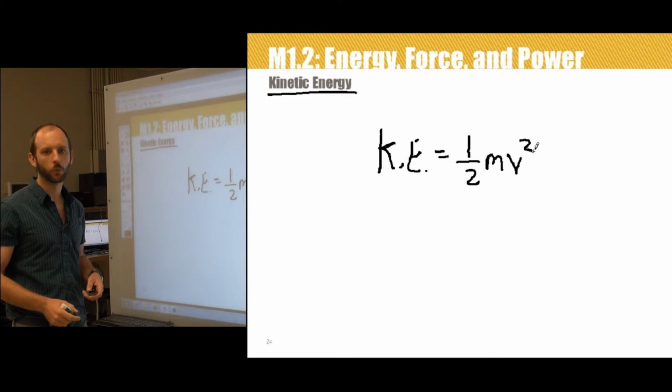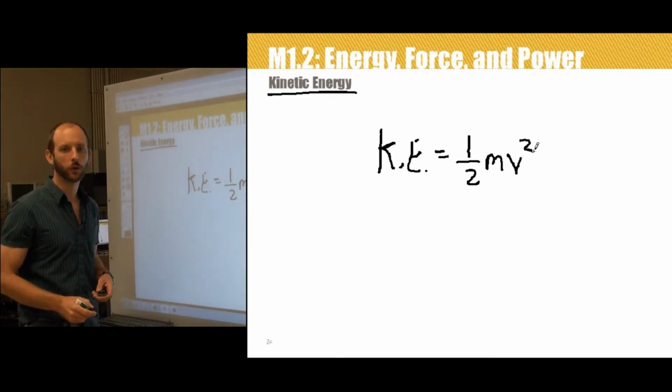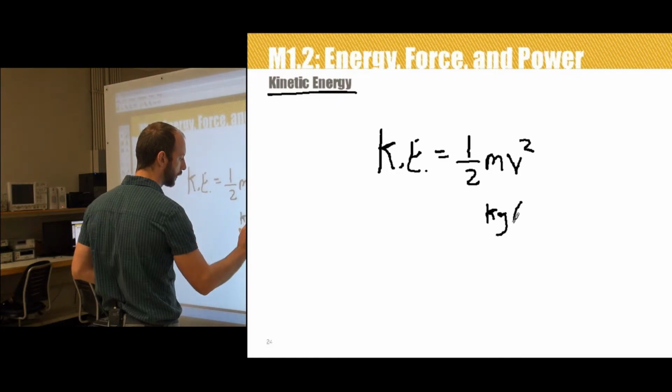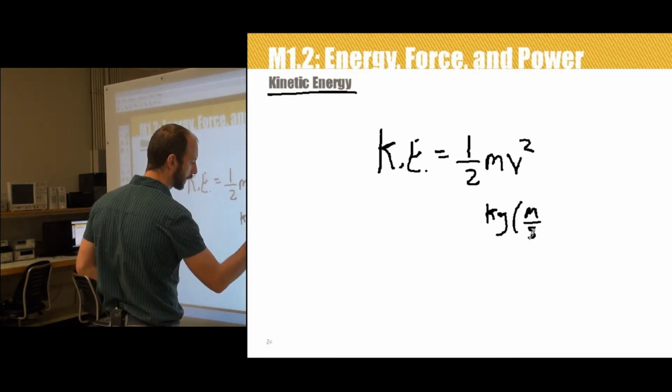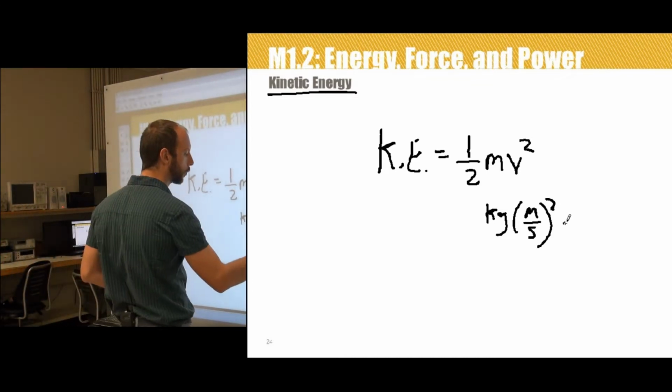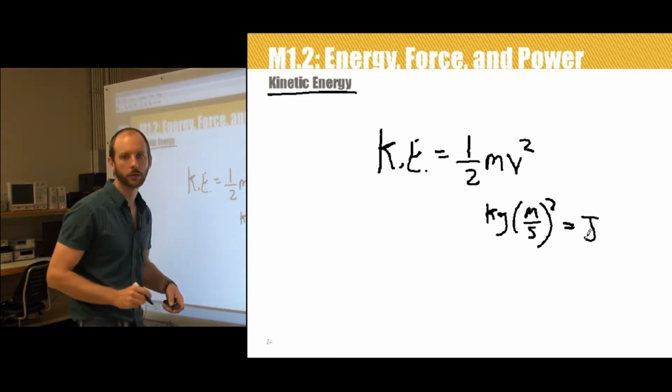So we could carry this out and we'll find out the SI units result in mass, which is kilograms, velocity is meters per second, right? We square that so we get kilogram meters squared per second squared equals joules, as we would expect, right?